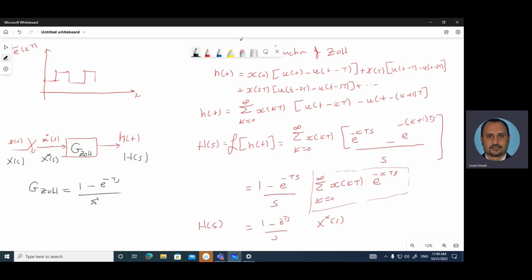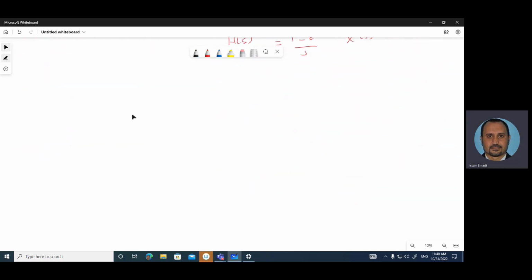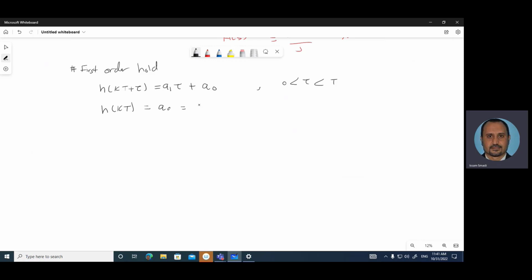Okay. Now, what about if I'm having first order hold? So now let's discuss the first order hold. Now, for the first order hold circuit, from the name, h of kT plus tau will equal to A1 tau plus A zero, where tau is greater than zero and less than T, correct? Yeah. Now, h of kT, when tau equals zero, is equal to what? A naught, yes? And this will equal x of kT, correct? Why? At a sample, and I know the value. Good.